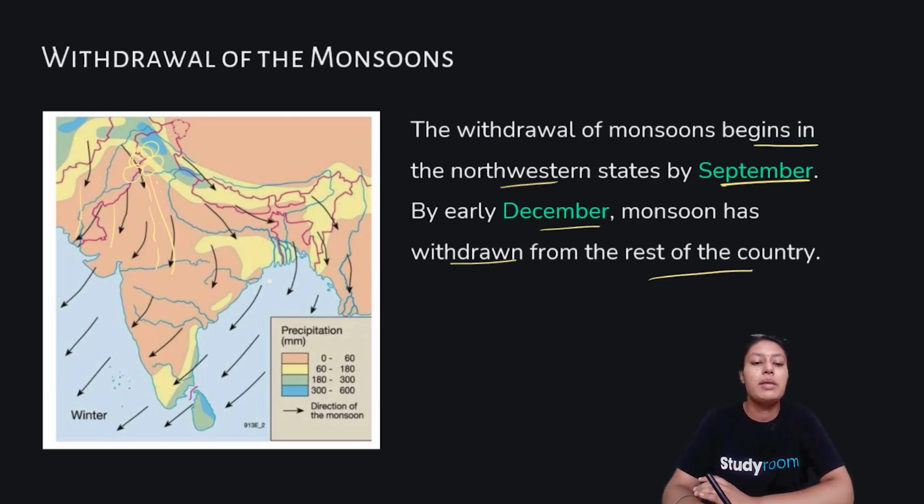Now this map will help you understand the precipitation of Indian states. The very light pink is where there is 0 to 60 mm, and the blue ones have up to 600 mm, meaning very heavy rainfall is experienced here. So this is the reason for the withdrawal of the monsoon.